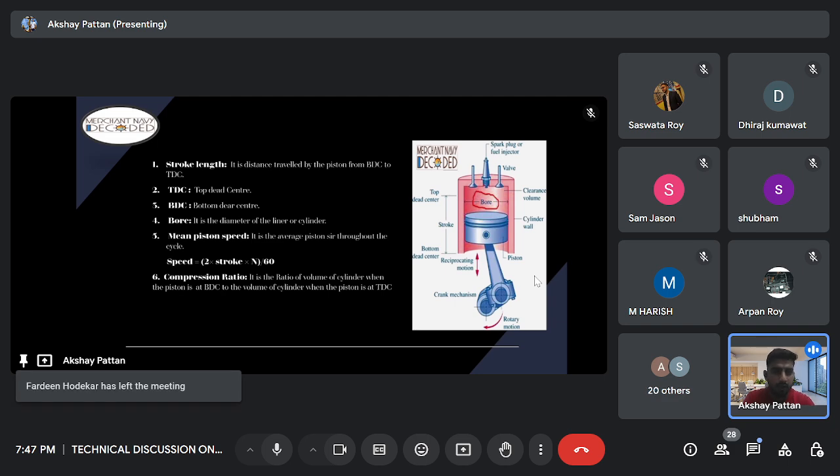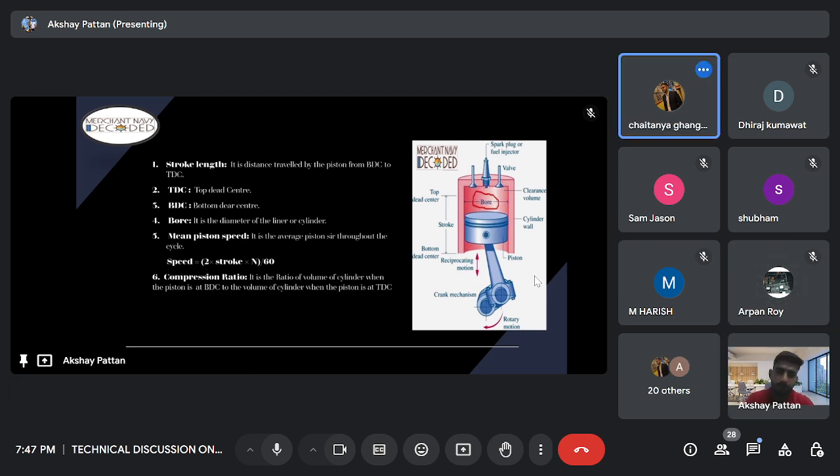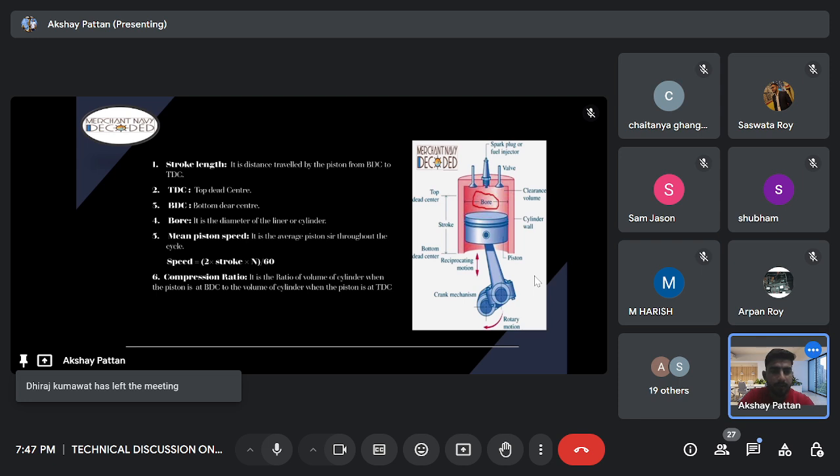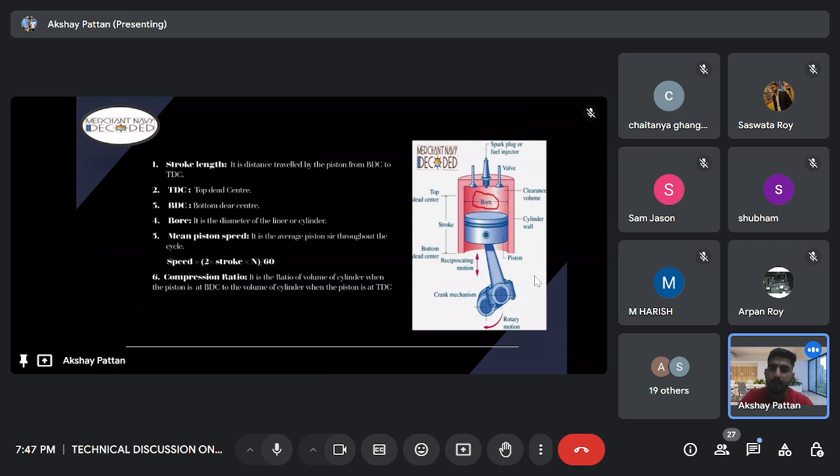Is it clear or is there any doubt? Clear, sir. So the formula to calculate the mean piston speed is 2 into stroke into N, where N is the number of revolutions, divided by 60. So this is the standard formula to calculate the mean piston speed.